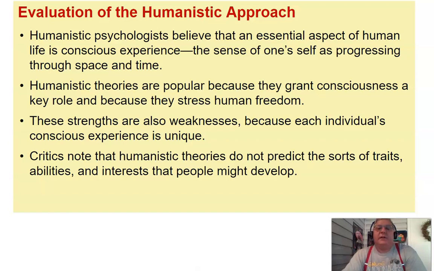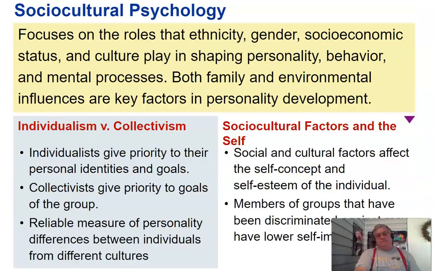Humanistic psychologists believe that the essential aspect of human life is conscious experience, the sense of oneself as progressing through space and time. Humanistic theories are popular because they grant consciousness a key role and because they stress human freedom. These strengths are also weaknesses, because each individual's conscious experience is unique. Critics note that the humanistic theories do not predict the sorts of traits, abilities, and interests that people might develop.